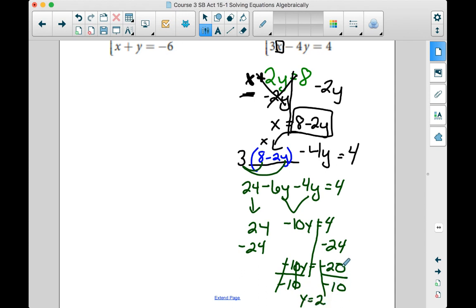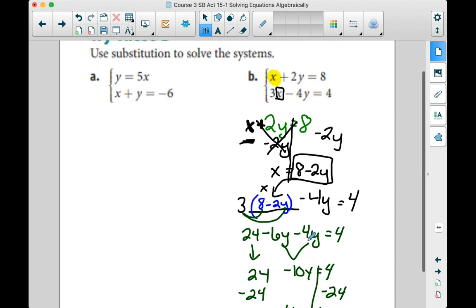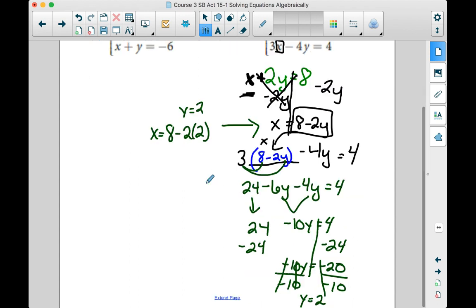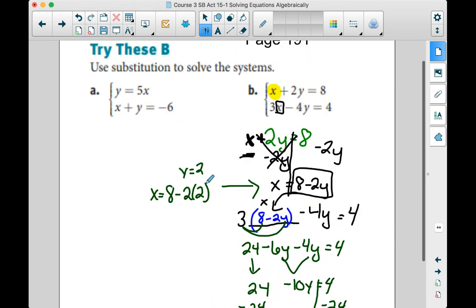So y equals 2. So I can go back up here and I can go to this equation. So I go back into that equation and I can say x equals 8 minus 2. And if y equals 2, instead of writing y, I would write 2. So 2 times 2 is 4.